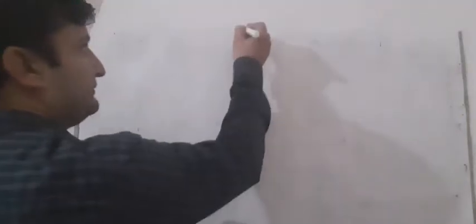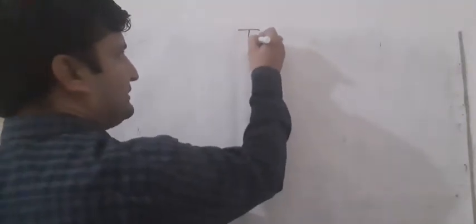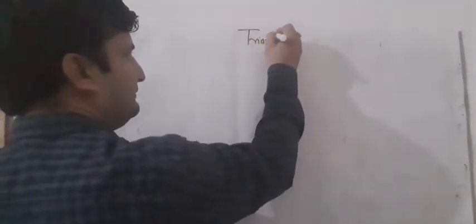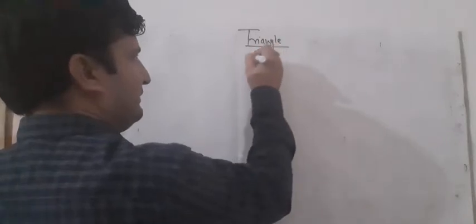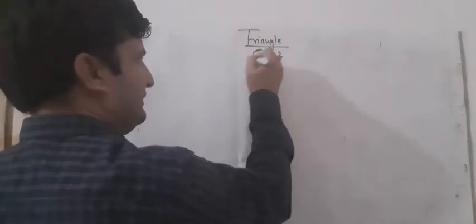Good morning, students. We are doing the triangle chapter, and earlier we have done exercise 7.2. Now we are starting exercise 7.3. Exercise 7.3, question number 1 is this one. Chapter name is triangle, and this is exercise 7.3.